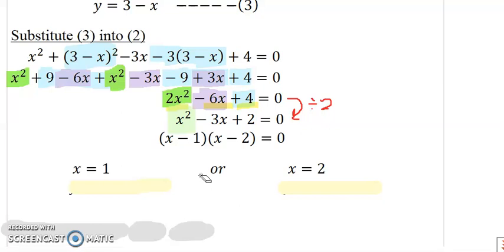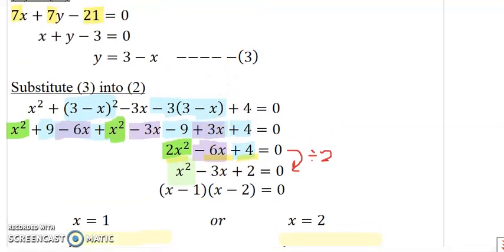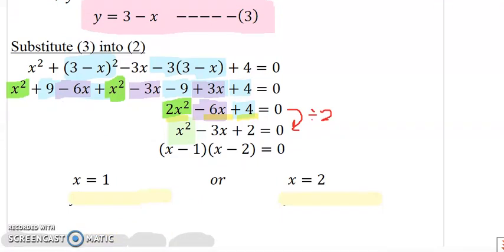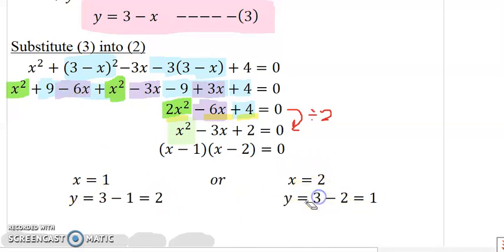Now we would like to use these x values to find the corresponding y coordinates. For your choice here, I suggest that we make use of the third equation, the linear equation, to find y, because it will be the simplest one and the most accurate one. So we substitute the corresponding x into the third equation. When x equals 1, you have y equals 2. When x equals 2, you have y equals 1.